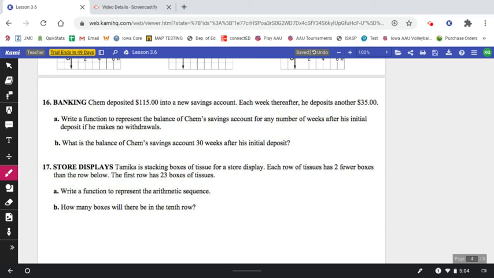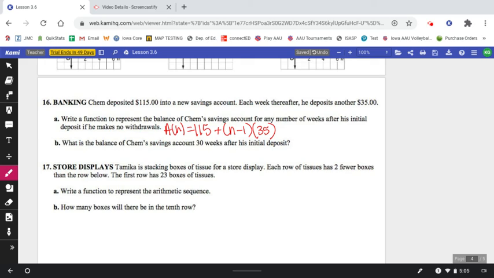Kem deposited $115 into a new savings account. Each week thereafter, he deposits another $35. Write a function to represent the balance of Kem's savings account for any number of weeks after his initial deposit if he makes no withdrawals. So I'm going to start with my initial term, which is 115, plus n minus 1, and then my common difference each week is 35.